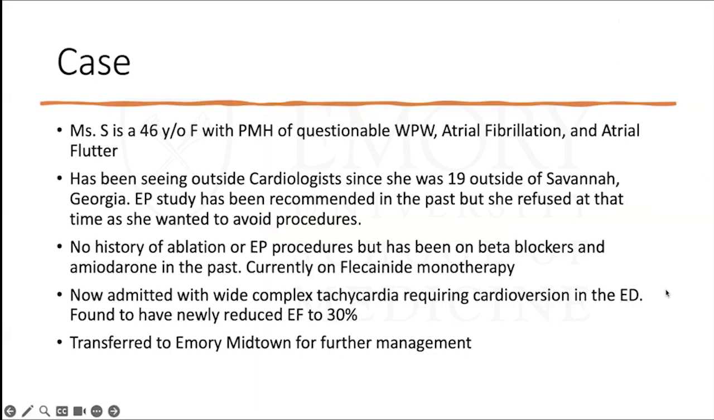So Miss S is a 46-year-old female, and she has this questionable history of WPW, atrial fibrillation, and atrial flutter. Essentially, since she was 19, she's been seeing multiple different cardiologists outside of Savannah, Georgia. She tells us that there have been multiple times in the past when different cardiologists, including EPs, have approached her and said, hey, we need to figure this out through an EP study. We don't really know what's going on with your arrhythmias. But she has been very concerned about undergoing procedures.